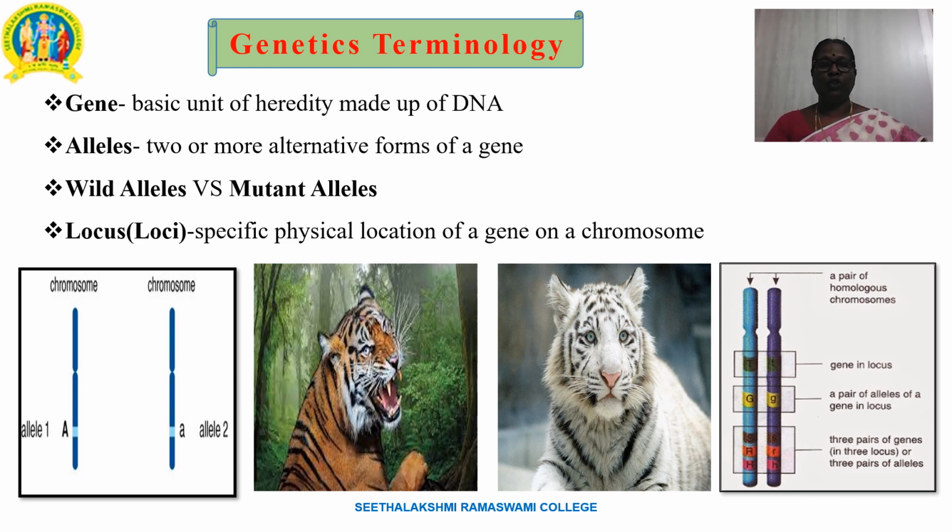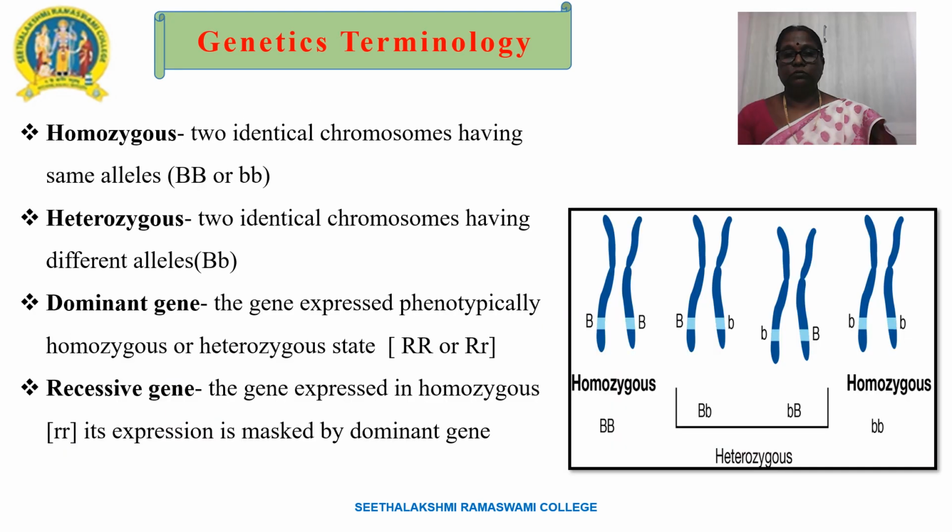A wild allele is a natural form. They are predominantly present in nature, whereas mutant alleles are derived from wild alleles. Here in this picture, the brown tiger is a wild one, whereas the white tiger is a mutant one. Wild alleles are always dominant over mutant alleles. Locus. The specific physical location of a gene on a chromosome is called locus.